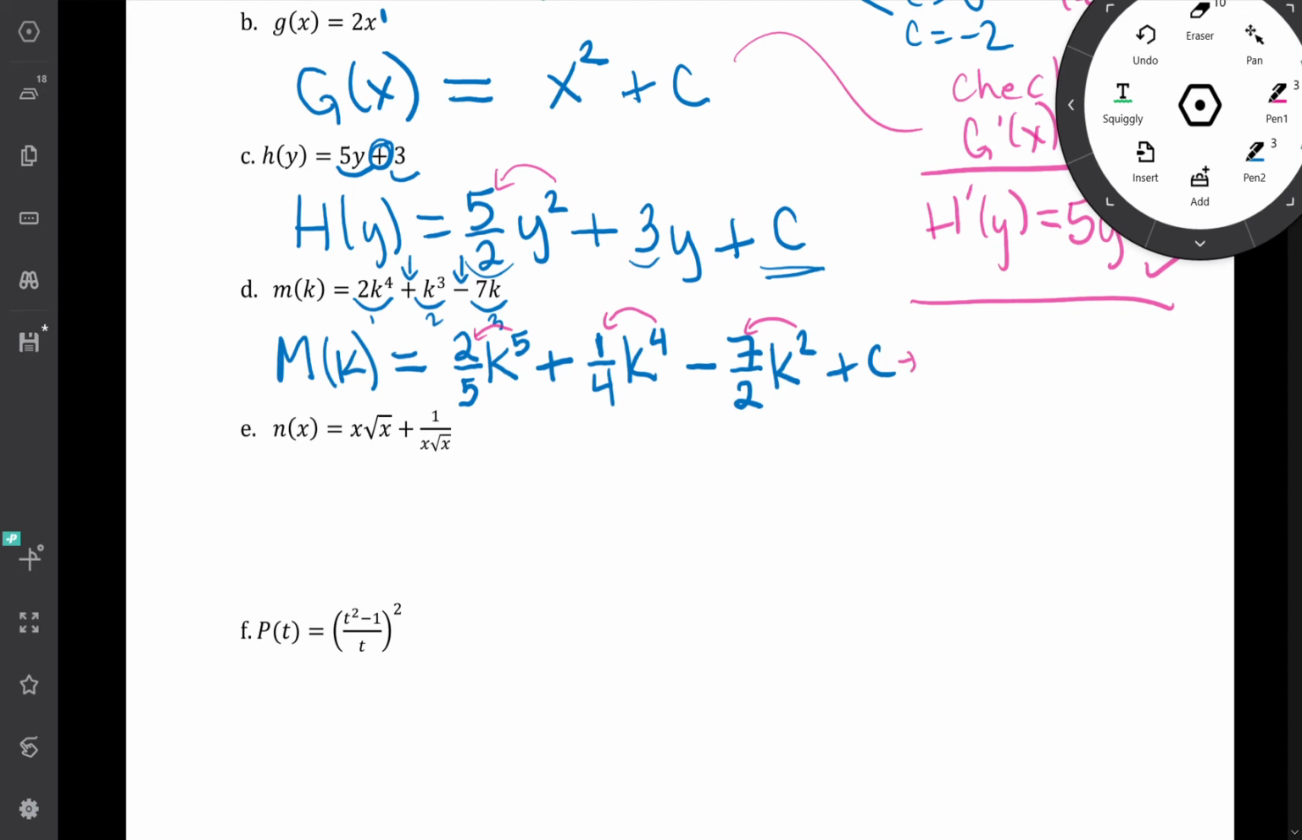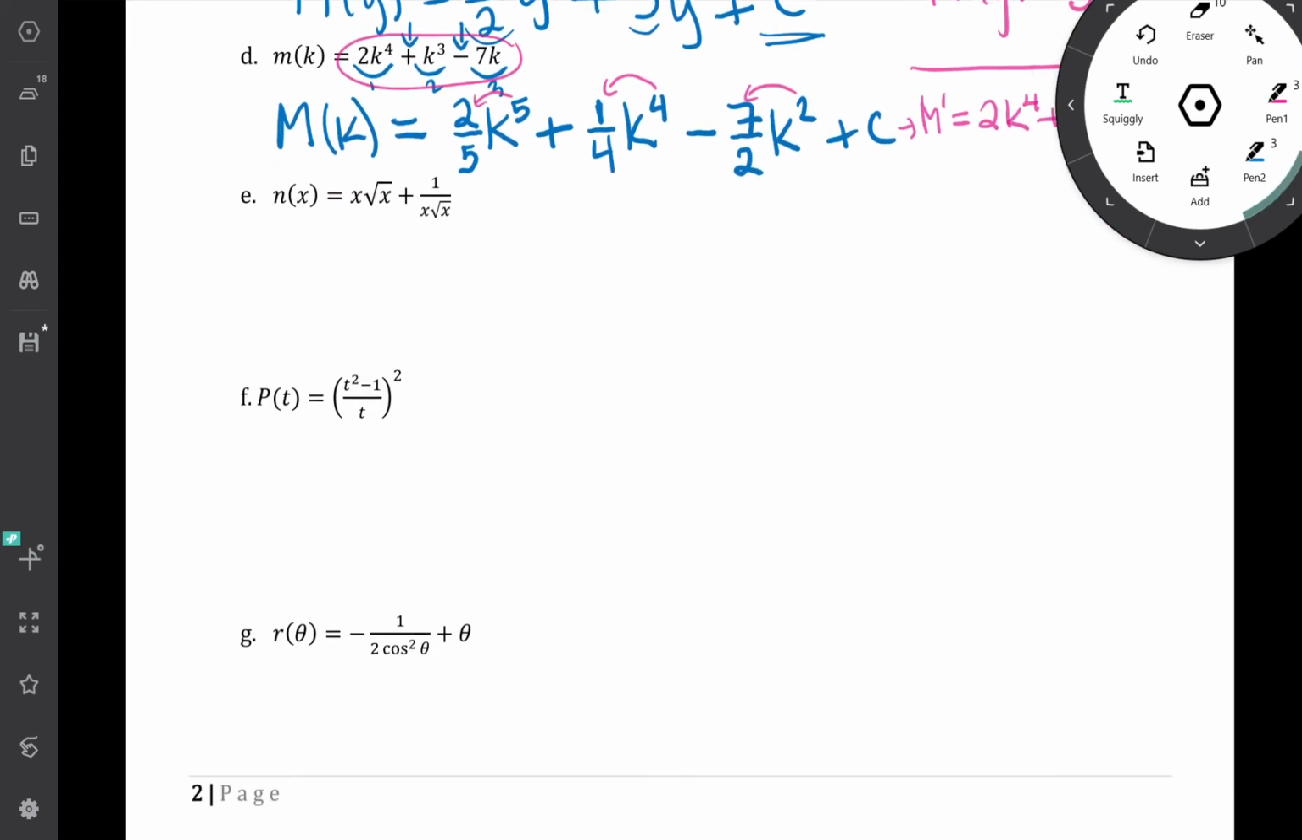And again, to write out my check a little bit more fully, when I take the derivative, I don't have much room, so I'm just going to pencil in over here. So this is my m prime. The 5 comes down in front on the first one. I'm left with a 2 and a k to the 4th. The 4 comes down on the second one. I'm left with a 1 k cubed. The 2 comes down on the third one. I'm left with a 7k. And then the derivative of c is 0. And again, remember what we're looking for is that the derivative matches up with the function that we started with.